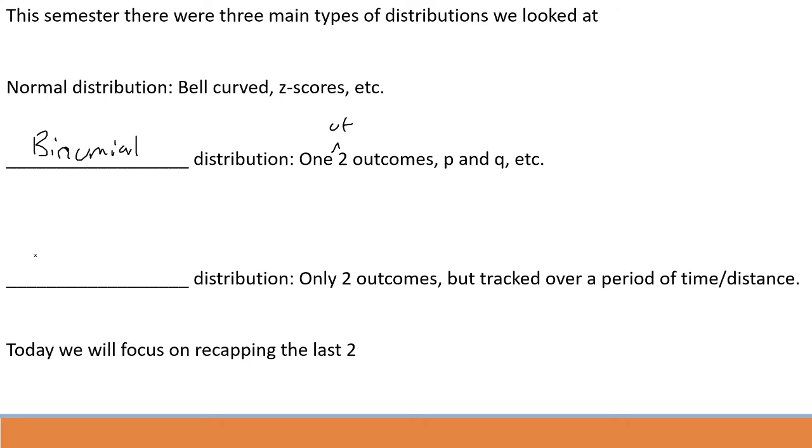For a Poisson distribution, and I'm going to spell this wrong here, so forgive me. I think that's spelled wrong. For a Poisson distribution, there are still only two outcomes, but this is tracked over a period of time or distance, whereas binomial is tracked over a set number of tries. And again, we'll get to that difference later on. But let's make sure we know the general idea of both of these first, okay?